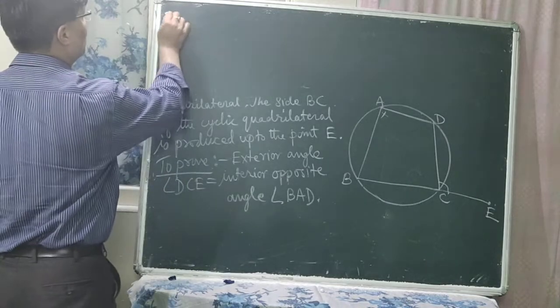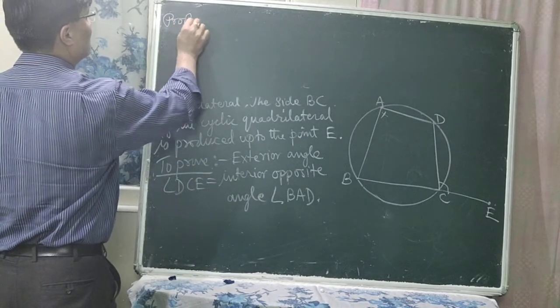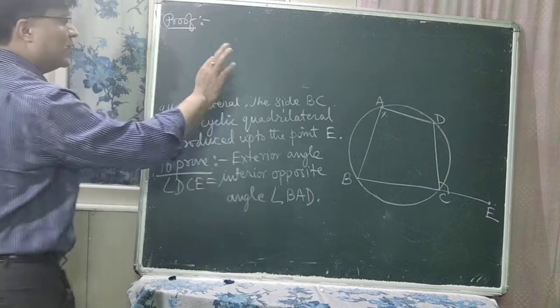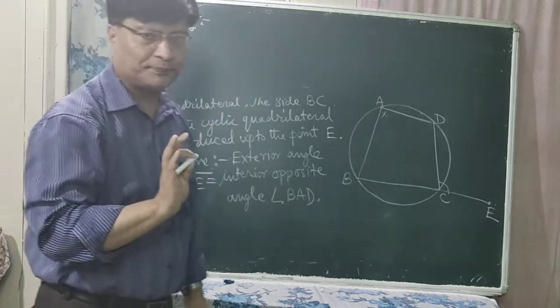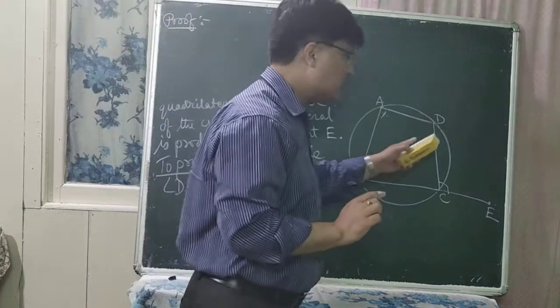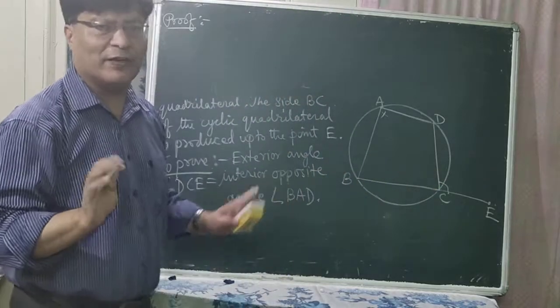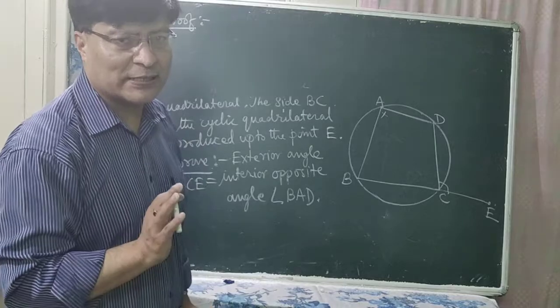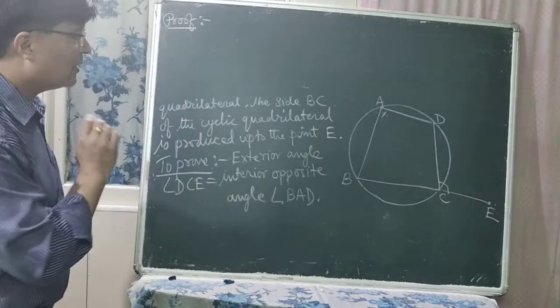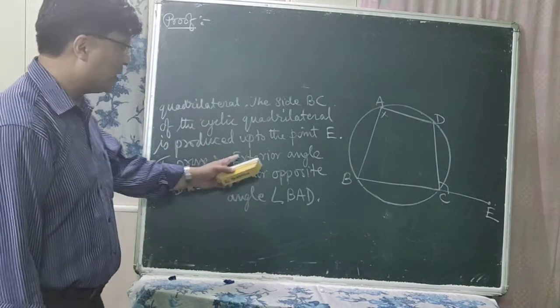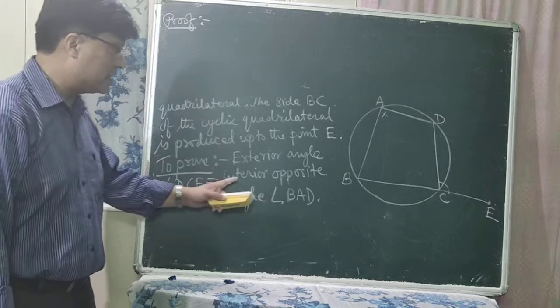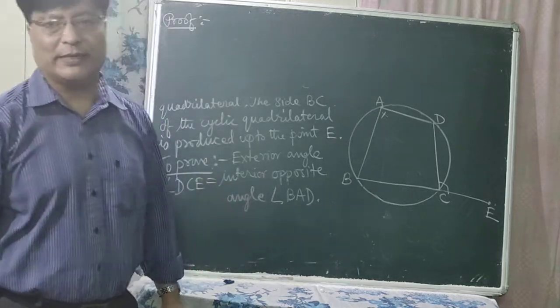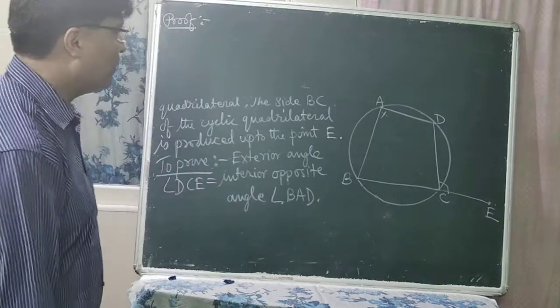Now let us do the proof part. In this case, you don't have to do any construction. Other than this figure, you don't have to draw any figure. So no construction part is needed here. Now let us prove that this exterior angle DCE is equal to interior opposite angle BAD. Right? Now how do you prove it?